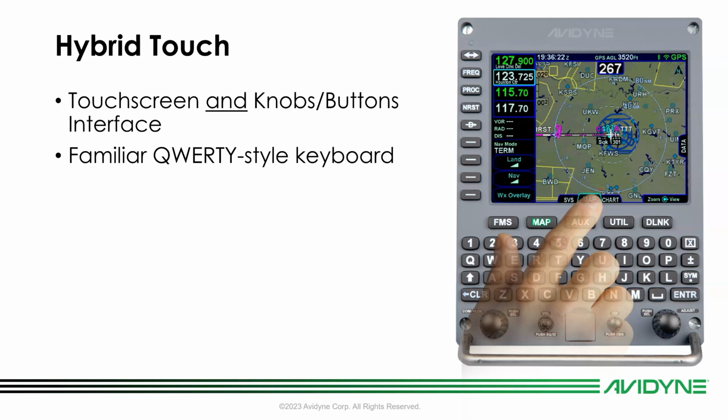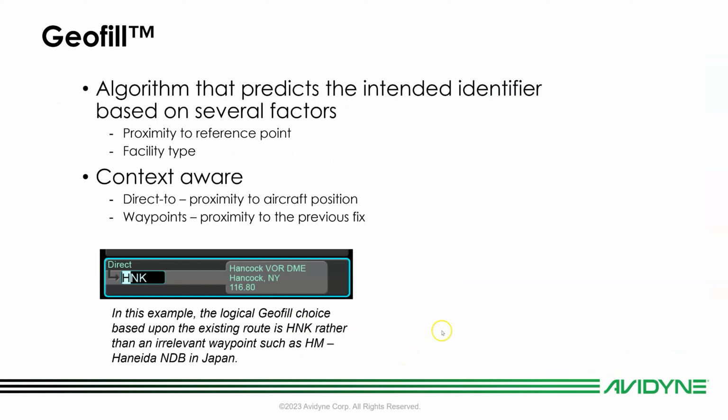The keyboard, instead of being alpha keyboard ABC, it's a QWERTY style keyboard, which for all of us who are using computers every day, and certainly with smartphones nowadays, the QWERTY style is very familiar and much easier to find your way around. The Geofill algorithm I mentioned is designed to more quickly predict the waypoint as you're starting to enter it. And the way it works is it's context sensitive. So as you enter a waypoint, if it's direct to, it'll be in proximity to your aircraft position. If it's in the middle of a flight plan, it's based on proximity to the previous fix.